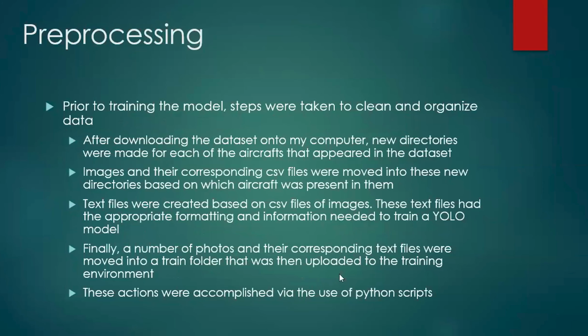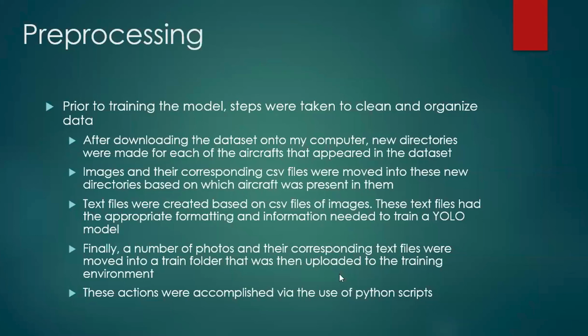So pre-processing. Prior to training the model, steps were taken to clean and organize the data. After downloading the data set onto my computer, new directories are made for each of the aircraft that appeared in the data set. The data set originally came in with unique identifiers and the images and their corresponding CSV files out of order, or in an order that wasn't really palatable for me. As a result, I remade some of the directories and moved the images and the corresponding CSV files into their appropriate directories based off the aircraft that is being represented in the images.